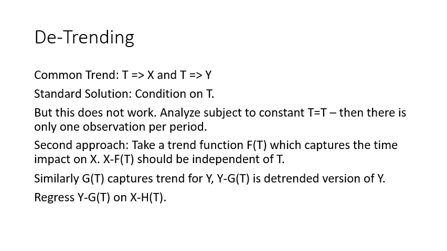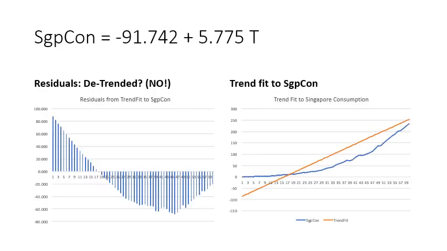And now let's look at how it works. So here's what happens when we try to detrend the Singaporean consumption. Basically, the method to detrend is to run a regression of the Singaporean consumption on time. And when we do that, we get this relationship which has been estimated. Consumption is minus 91 plus 5.775 times t. You look at the picture, you look at the straight line, that's the time trend, and look at the blue line, that's the actual consumption data.